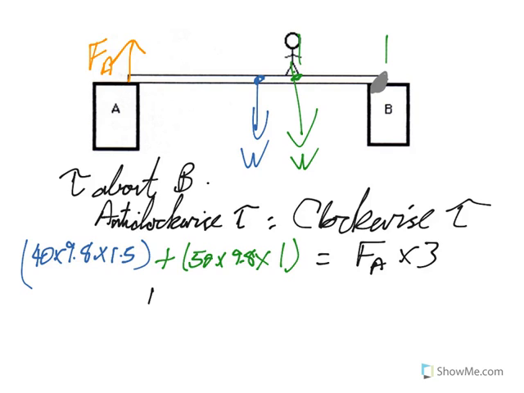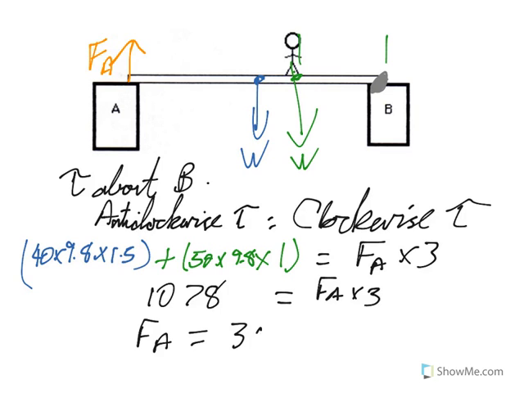Alright, we get that this stuff here is 1078 equals FA times 3, and then when we divide by 3, the force at A would be 359.33 Newton. And again, because I've very lazily used 10 in the notes, the answer is different.